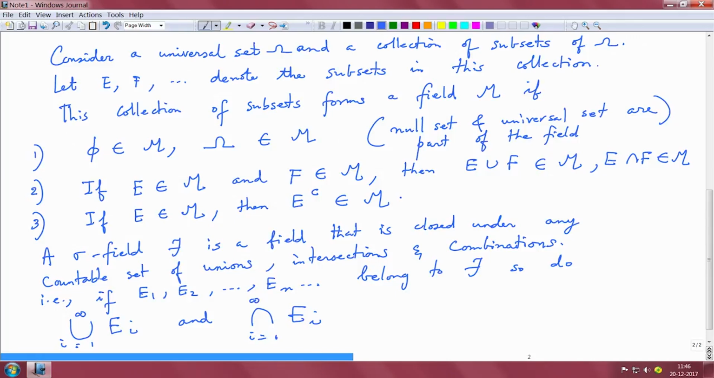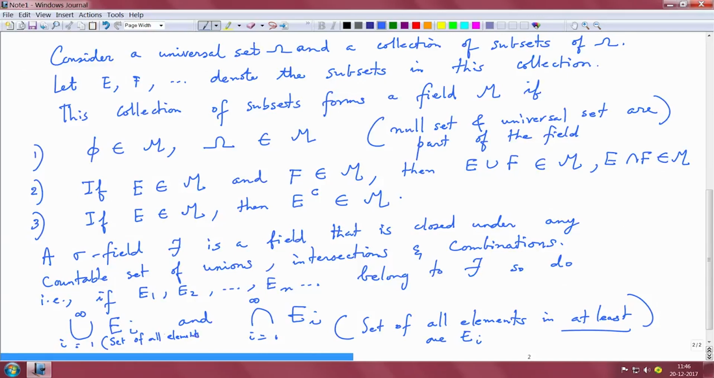So, the union is the set of all elements in at least one Ei, and the intersection is the set of all elements in every Ei, right. So, this implies: the union is the set of all elements in at least one Ei. This is the set of all elements in every Ei.